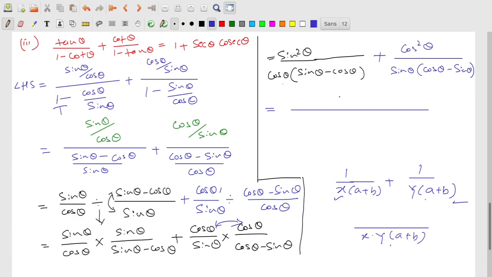Then your LCM will be the product of cos and sin, that is x and y, cos theta into sin theta. All right, and we have a plus b and a plus b there, but here we have sin theta minus cos theta and cos theta minus sin theta. So we need to make these two the same expression. How can you make these two the same expressions? Just switch these two terms. How can you switch these two terms? Multiply it with a negative sign.